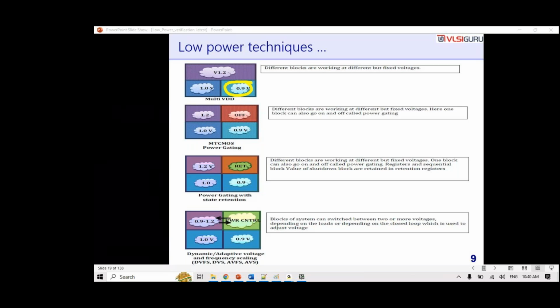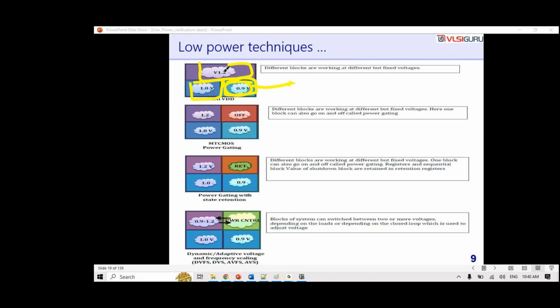So all the transistors in this block, or this subsystem, whatever you call it, will have a drain to source voltage supply of 0.9 volts. This one is at 1 volt, this one at 1.2. So who decides whether I should use 0.9, 1, or 1.2? It is all decided based on the performance requirements.